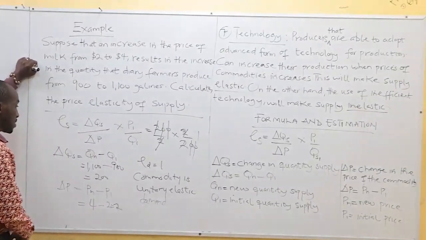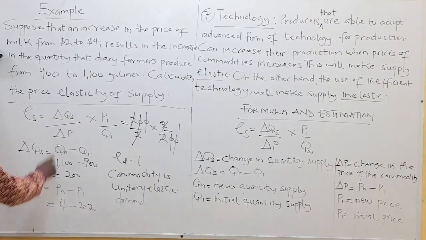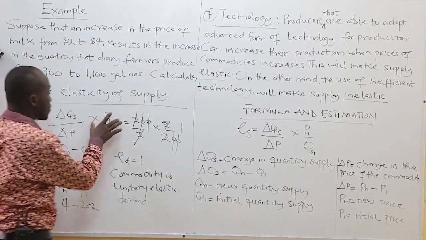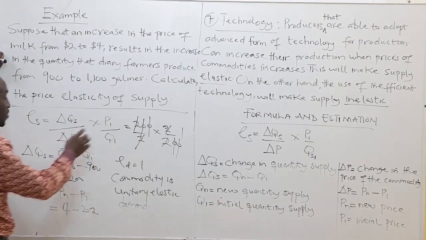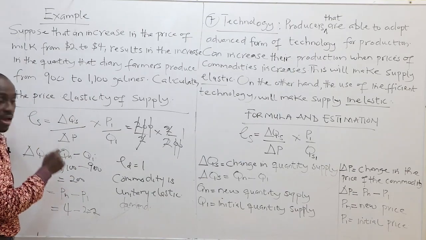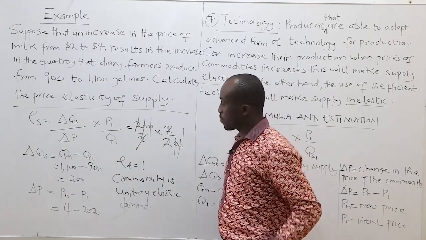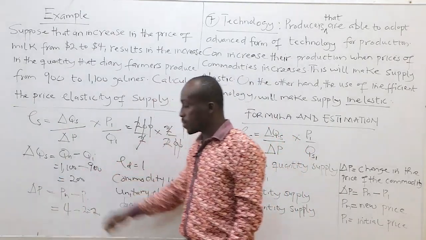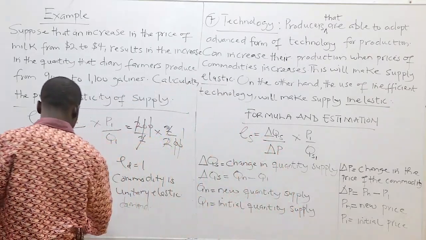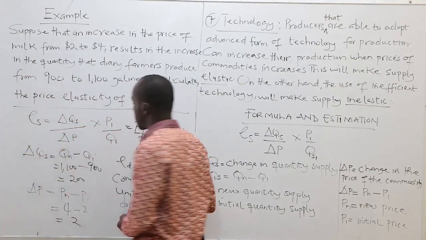Then we do elasticity. Once we're able to find the value for the change in quantity and the change in price, which is 2, we bring it back and put it in the function.